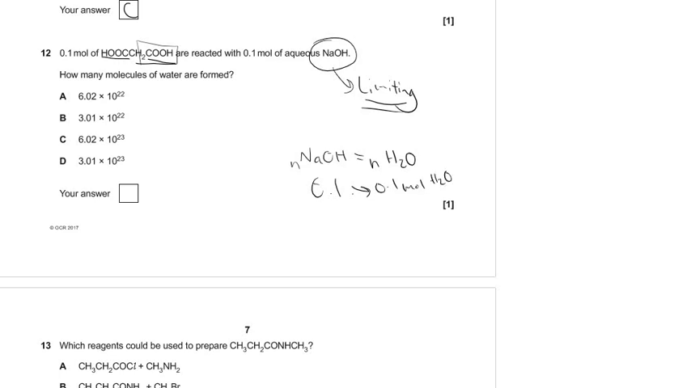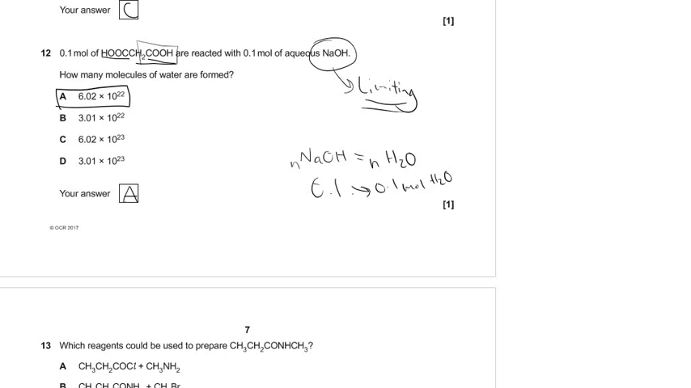and then we need to know about how many molecules that is. So remember, a mole contains an Avogadro's constant of any compound, of any molecule or atom. So if we've got 0.1 moles of water, that must mean that we have 0.1 times Avogadro's number, which is 6.02 times 10 to the 22.